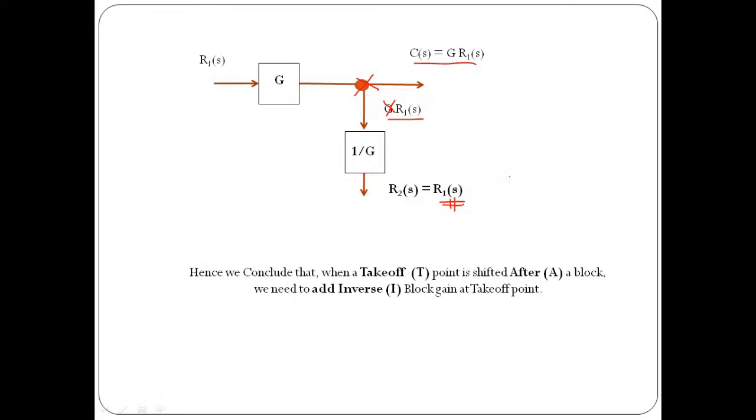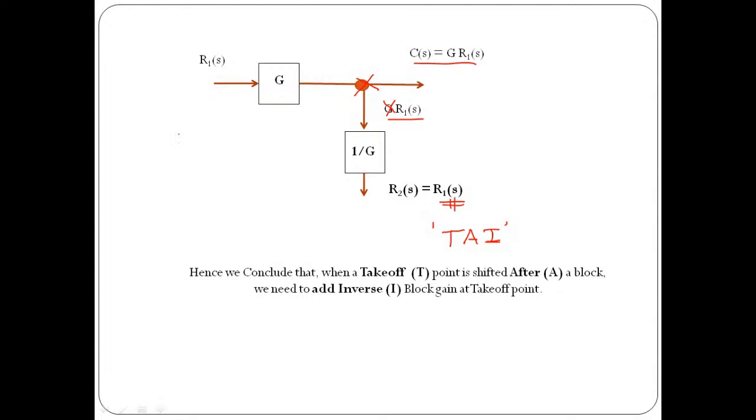So how to remember this rule? Again, just club the initial letters of the highlighted words. See, takeoff point when it is shifted after a block, we need to add inverse block gain: TIE. In Marathi, we normally refer to a sister as Tai. By taking that word, it is very easy for us to remember this rule. TAI means whenever we are shifting a takeoff point after a block, we need to add inverse block gain. So if you remember this word, it is very easy to apply this rule.